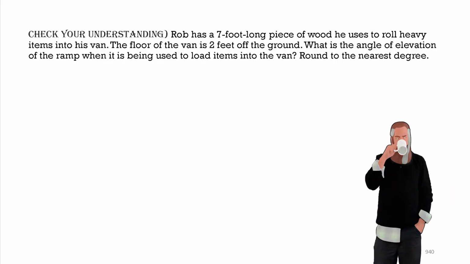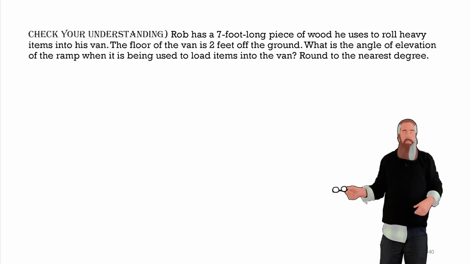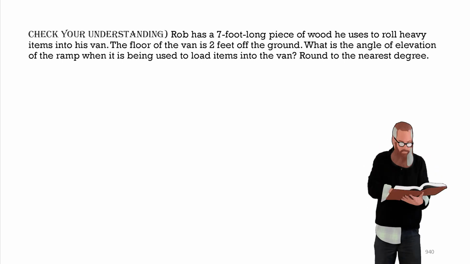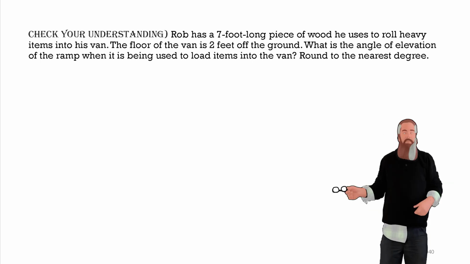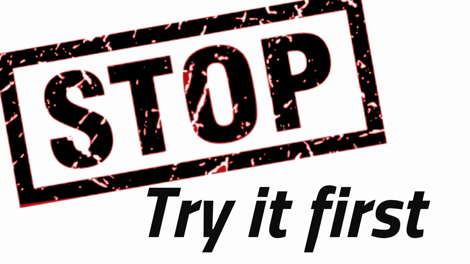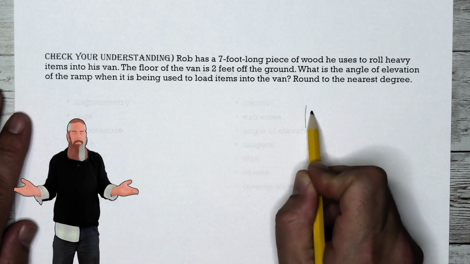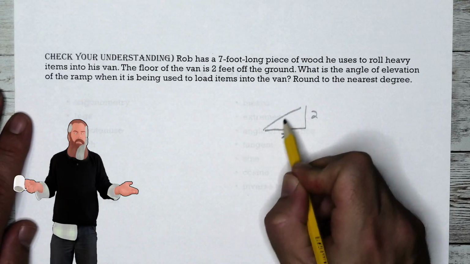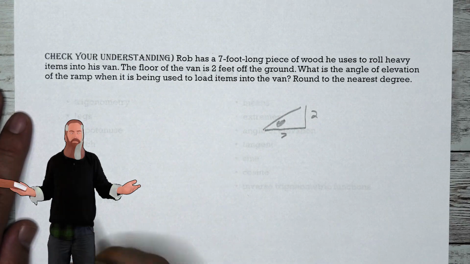Rob has a 7-foot long piece of wood he used to roll heavy items into his van. The floor of the van is 2 feet off the ground. What is the angle of elevation of the ramp when it is being used to load items into the van? And we can round this to the nearest degree. So we know that it is 2 feet off the ground and that it is 7 feet long. What we do not know is the angle inside.